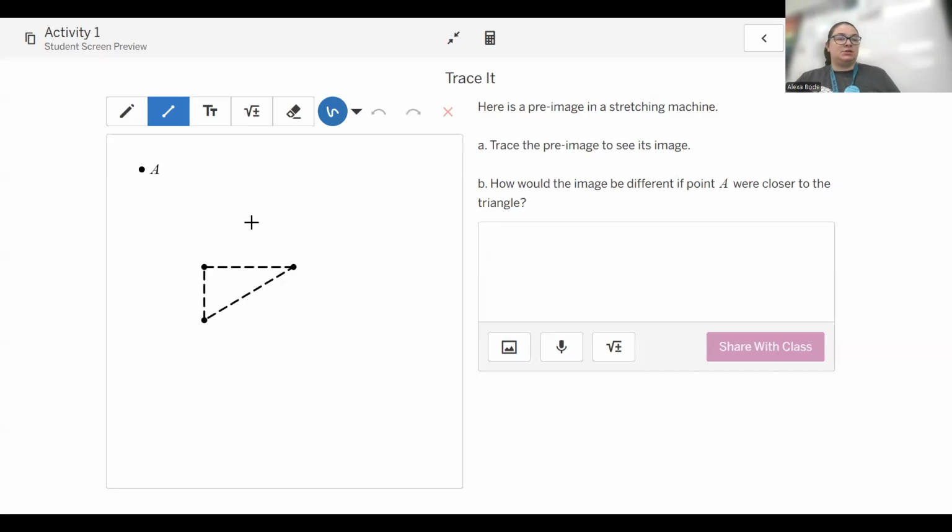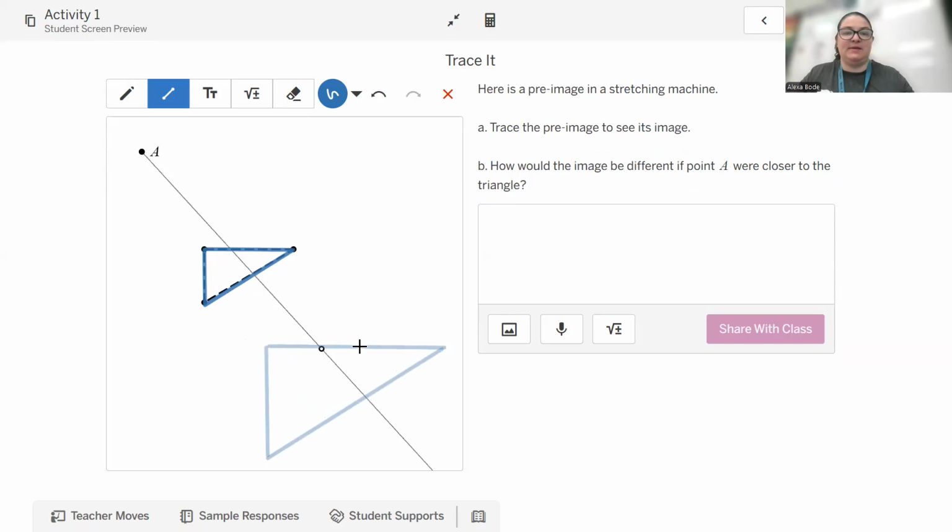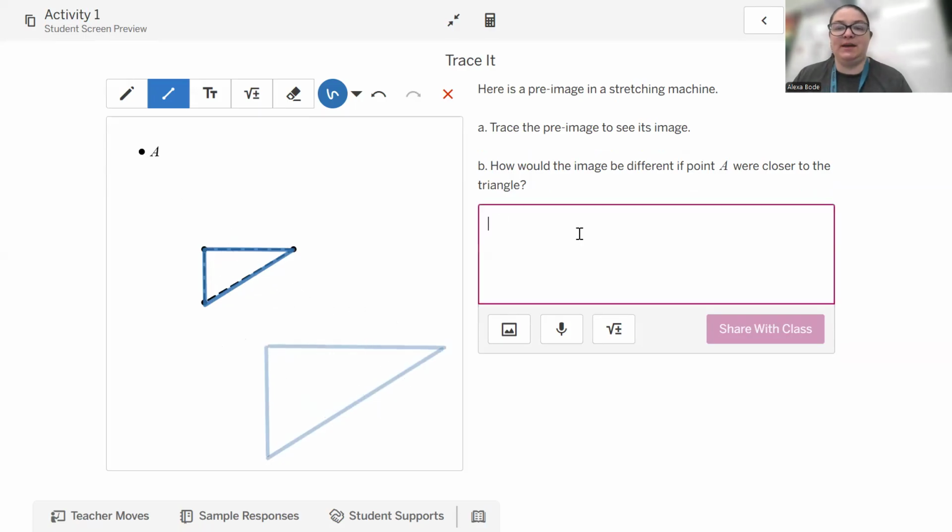Okay. So if you trace this triangle, it should be in the straight line. We are tracing it straight down from point to point, then over here to this point, and then over here to this point. And you trace this one and it made this larger one. So how would the image be different if point A was closer to this triangle that you drew?